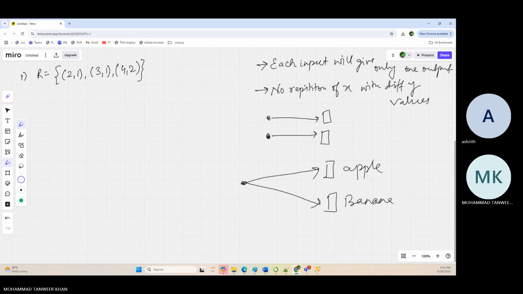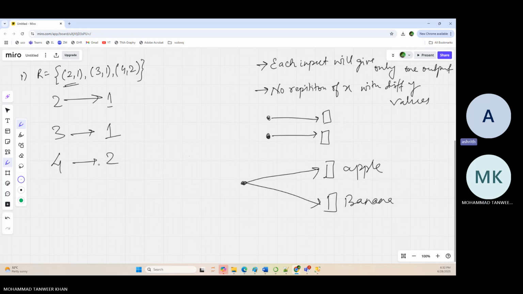Now check this one. What is the input here? Two. What is the output? One. What is the input? Three. What is the output? One. What is the input? Four. What is the output? Two. Now check. For each input, are you getting a unique output? This two is giving only one output. Is this two giving any other output? No, sir. This three is giving only one output. Is this three giving any other output? No, sir. Four is giving only one output.